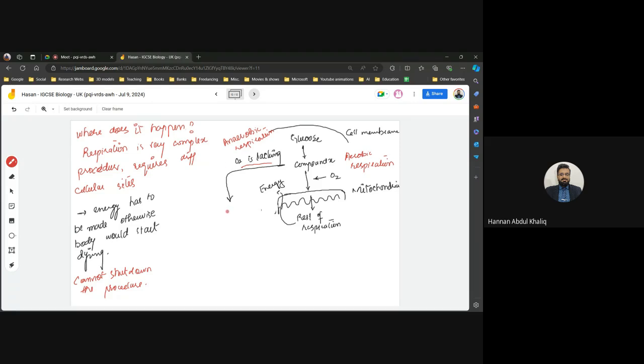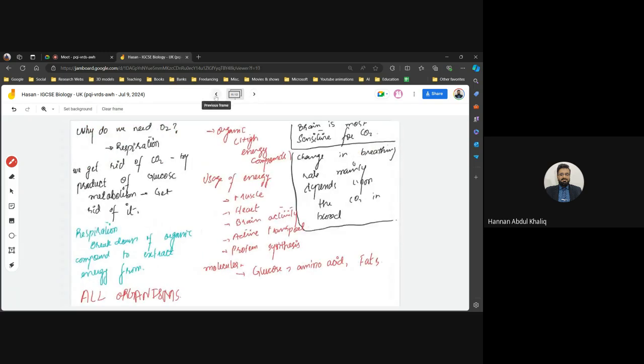Focus. If oxygen is lacking in bacteria or in humans, then the anaerobic respiration would result in the formation of lactic acid. Okay, this would become a bit ambiguous. I have to tell you a very important thing that I forgot to tell you.